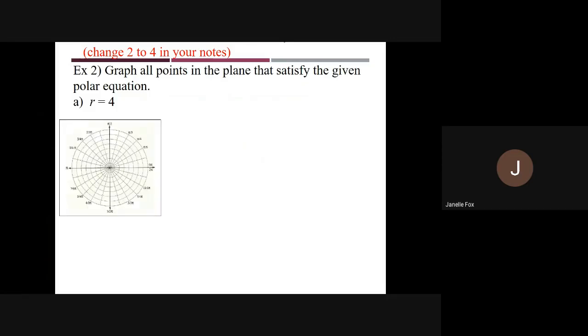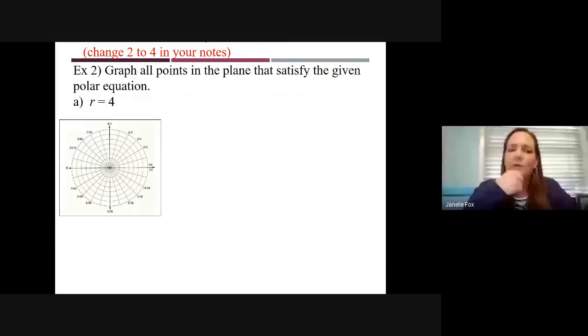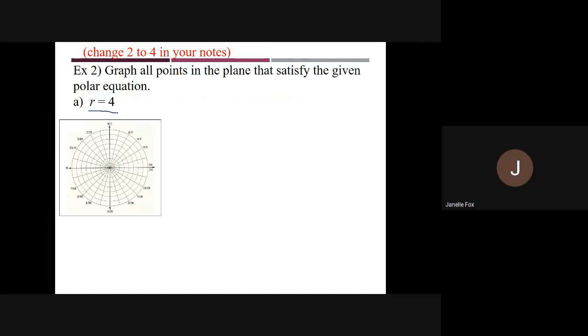Okay, so if this is the equation, now, unlike the ones that we did in our previous lesson, this doesn't have any thetas in it. It literally just says R equals 4. So you're like, what? How am I supposed to do that? Well, it's just thinking to yourself, I'm always taking 4 steps. Okay, that's nice. What angle do I take it at, Mrs. Fox?